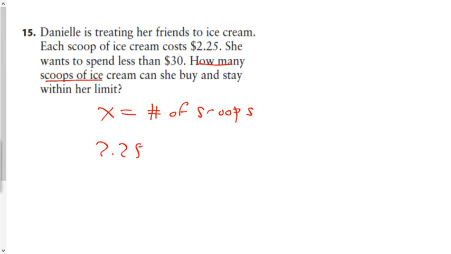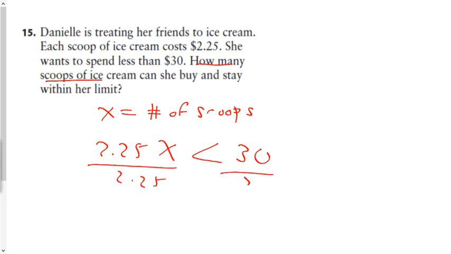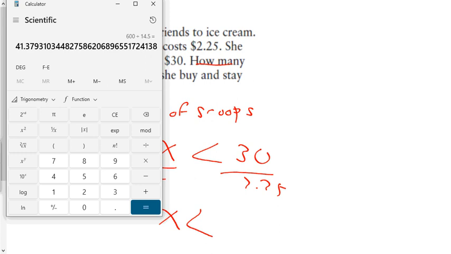2.25 multiplied by the number of scoops will be the cost. And this has to be less than $30. Right? If she said she wants to spend less than 30, which means $30 can't be the amount that she spends. There's your inequality. Divide by 2.25. And she could buy less than 30 divided by 2.25, 13 and a third.